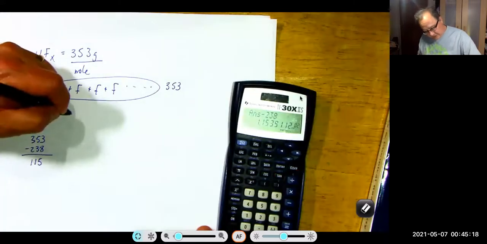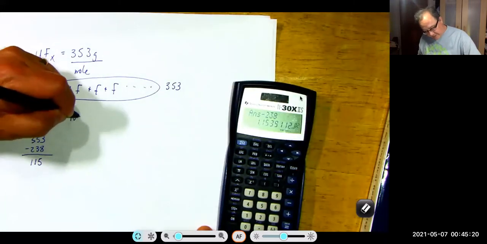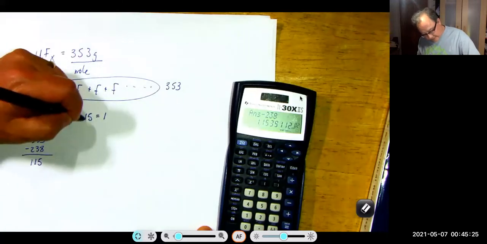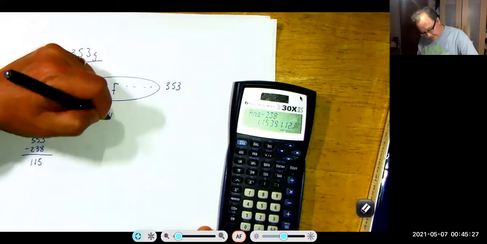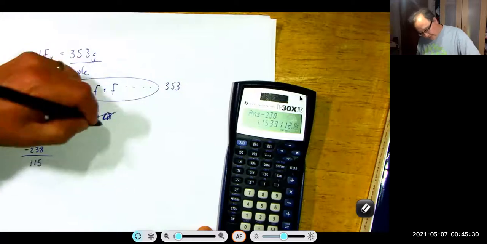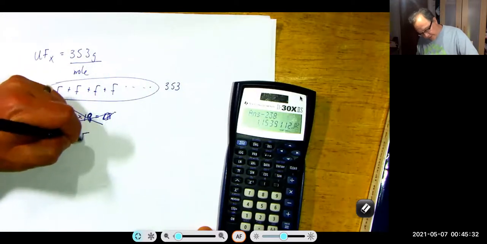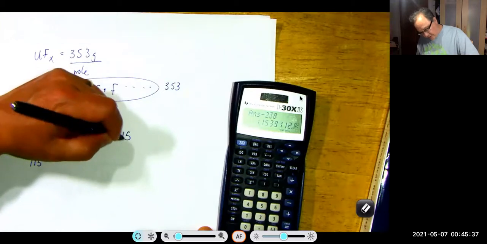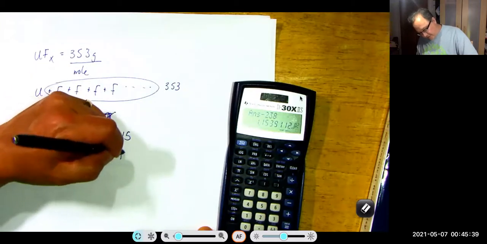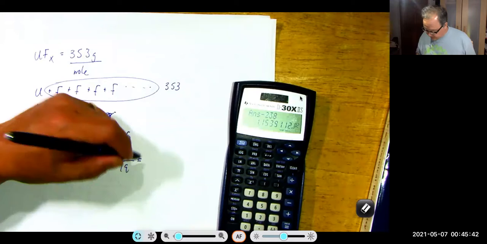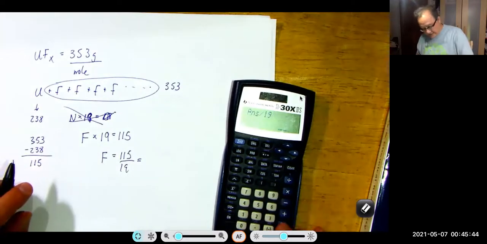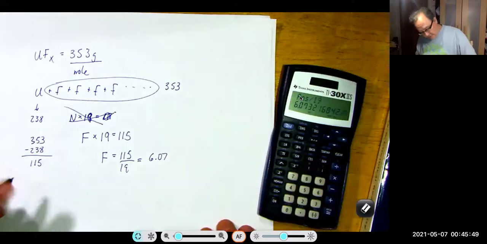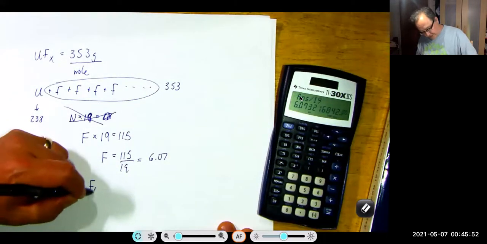So all these fluorines have to equal 115, and each fluorine is 19. So I can say that the number of fluorines times 19 has to equal 115. Let me just write that out over again. The fluorines times 19 has to equal 115. So the number of fluorines has to be 115 divided by 19. And let's see what that ends up being. It ends up being 6.07. So we've got 6 fluorines. So that means the formula is UF6. Boom.